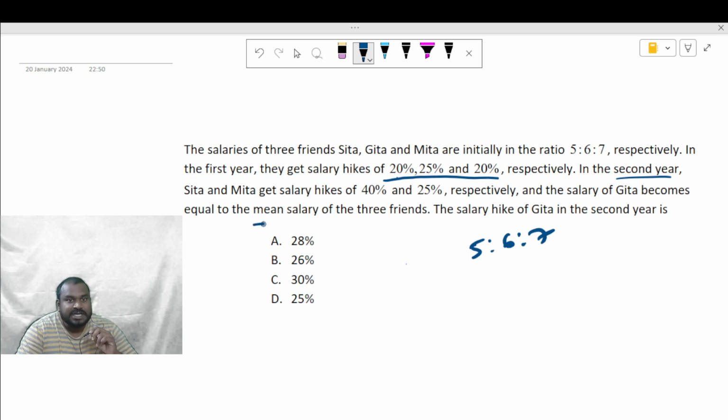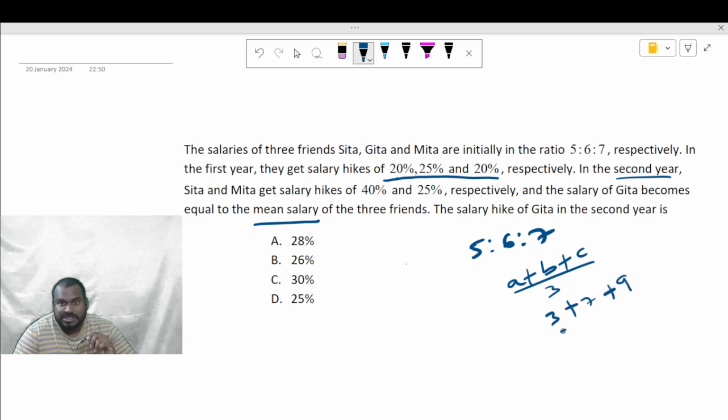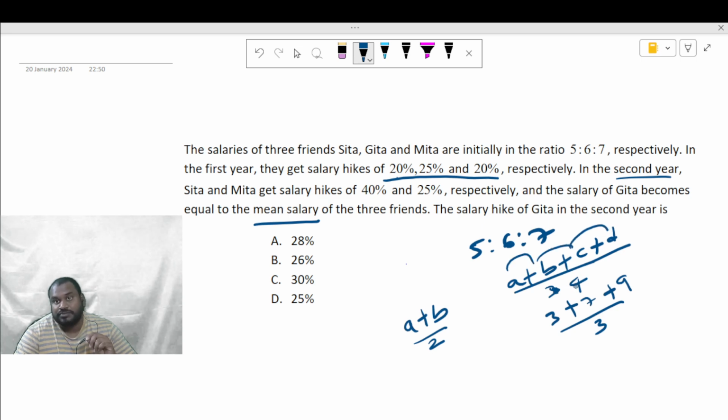Mean salary. What does mean salary mean? Do you have any idea? Suppose A, B, C are given, what is their mean? It means A plus B plus C divided by 3. Suppose 3, 7, 9 is given. What is their mean? 3 plus 7 plus 9 divided by 3. So you have to add them and divide by that particular number. Suppose A and B are there, what is their mean? A plus B divided by 2. Suppose A, B, C and D are there. What is their mean? A plus B plus C plus D divided by not 3, but 4. If you are adding 4 parameters, divide by 4. If you are adding 3 parameters, divide by 3. If you are adding 2 parameters, divide by 2. That is called the mean.